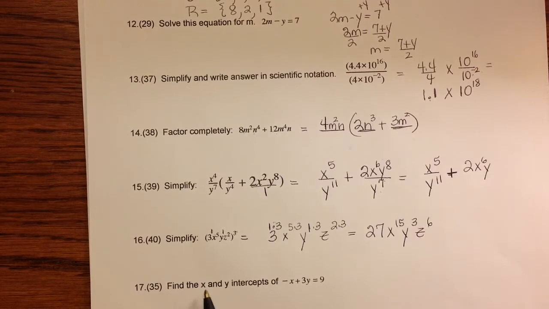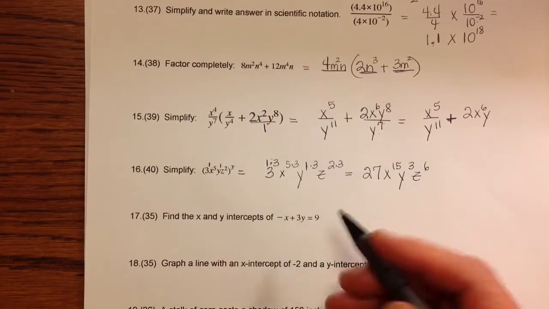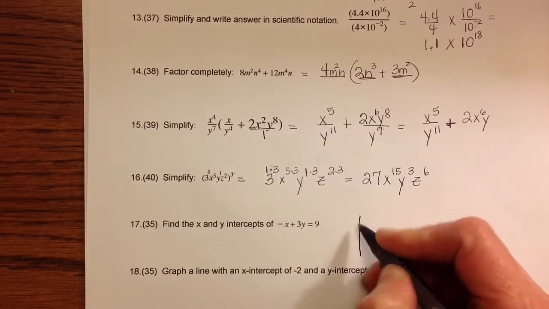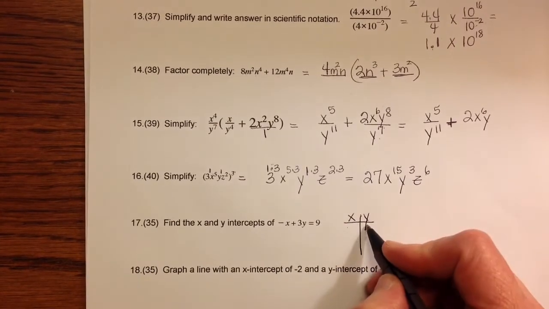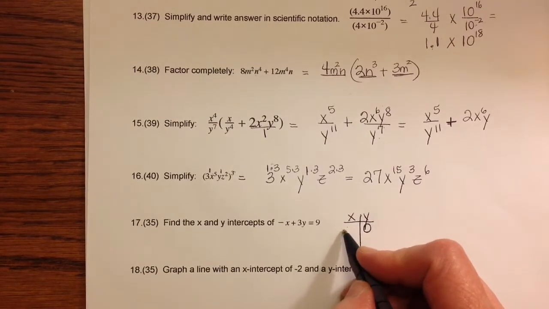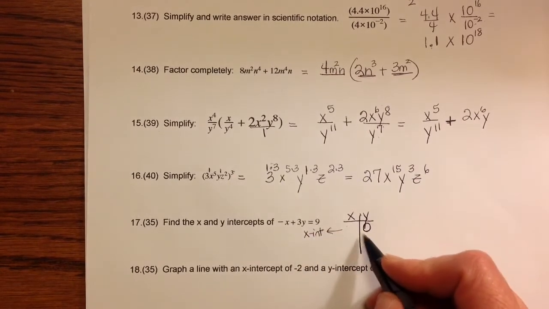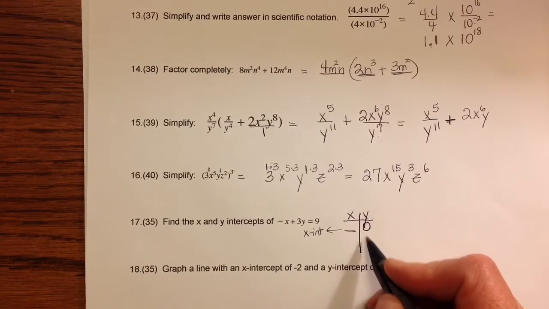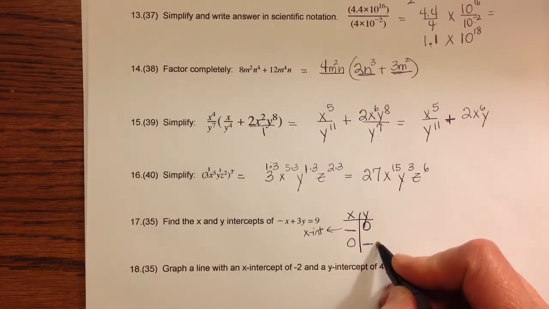Number 17, find the x and y intercepts of this particular line. It's where it crosses the x and y axis. So I'm going to set it up as a t-table. Now if I want the x-intercept, I put a 0 in for y. So I'm going to label this. This will be the x-intercept. And if I want the y-intercept, I'm going to put 0 in for x.